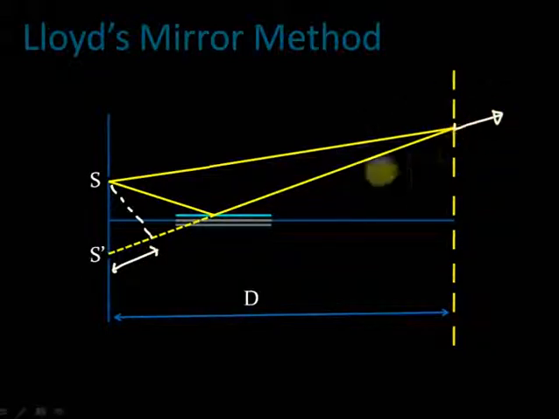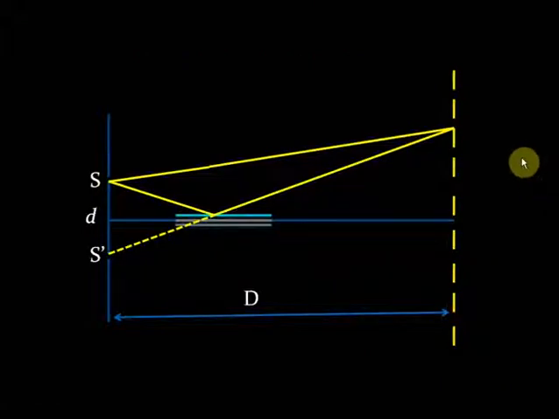Here we go. So at what positions will the maxima and minima be formed in the Lloyd's mirror method? They should be the same maxima and minima, right? After all, there are two sources here. The only difference is that one of the sources is imaginary. However, in this case, the final pattern obtained on the screen is slightly different from that obtained in the Young's double slit experiment. The reason is that when a ray gets reflected from a mirror, it suffers a phase difference of pi. So there is an extra phase difference of pi in this case.